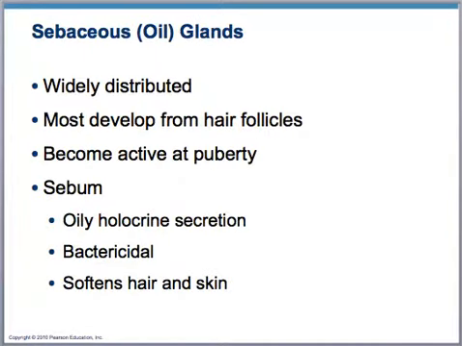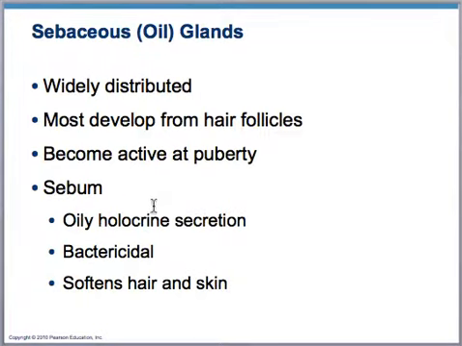Okay, the second type of gland is oil glands. The fancy word for oil glands is sebaceous glands. These are widely distributed throughout our skin, and most of them are developing near our hair follicles, which is why when we think about our hair getting oily or greasy, it's because those oil glands are typically connected to the hair follicle itself. So the oil is actually being released through the hair follicle along the shaft of the hair. Again, these also become active at puberty and produce that sebum substance as well.